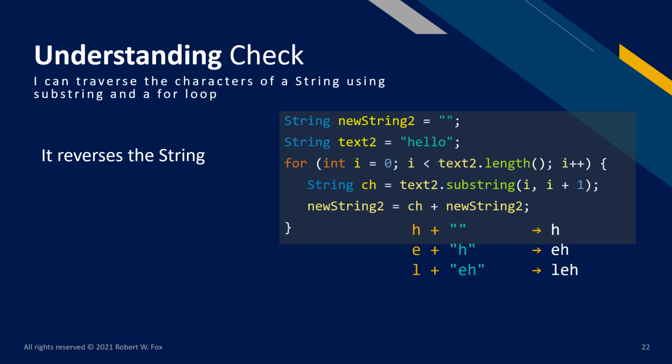The third time through the loop, it's an L plus the EH, and we get LEH, and then LLEH, and finally OLLEH. And we can see how this reversal process happens. The key is that when we add the character, the letter, we do it first. If we were to add the ch after new string 2, in other words, if we were to reverse the order of the addition, new string 2 would just be the word hello spelled normally. But because we add the character first, we can get it to go backwards, and you can see why.